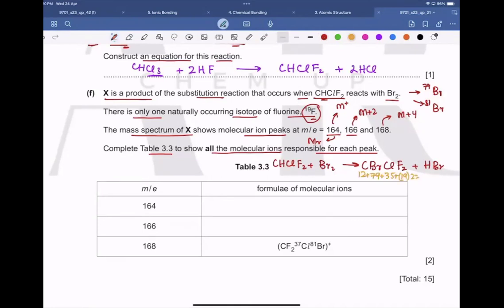Yeah, can anyone add them and tell me the answer, please? I think 12 plus 79 is 91.